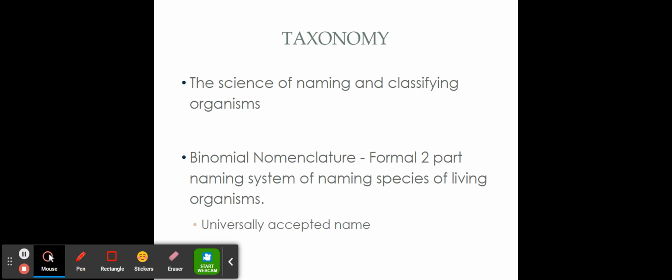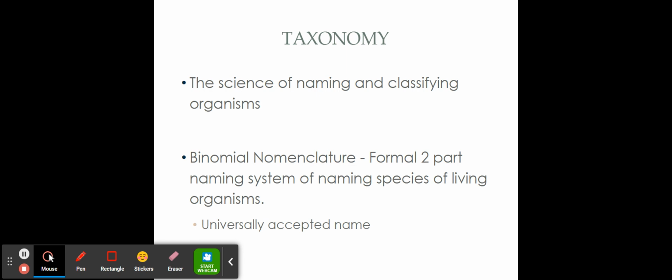So if you've ever heard that humans are called Homo sapien, that is their taxonomy. That includes their genus and their species. There is a lot more that goes into taxonomy, which includes the domain, the kingdom, the phylum, the class, the order, the family, the genus, and the species. And all of that put together helps classify the organism that's in question.